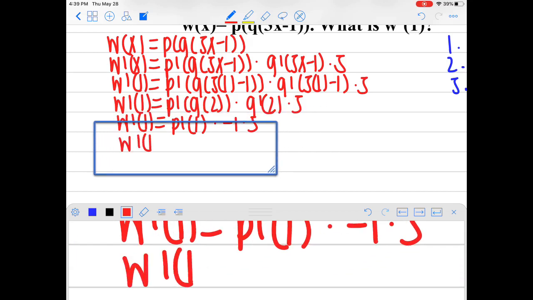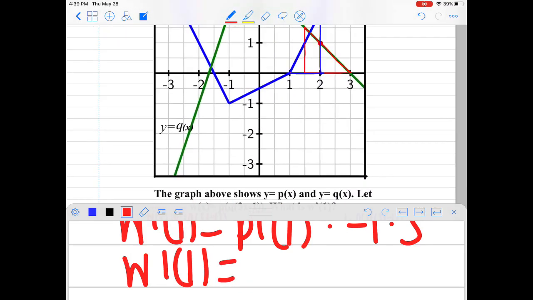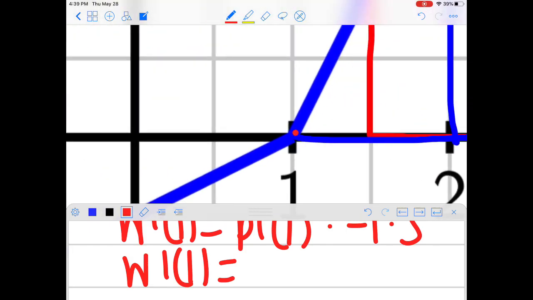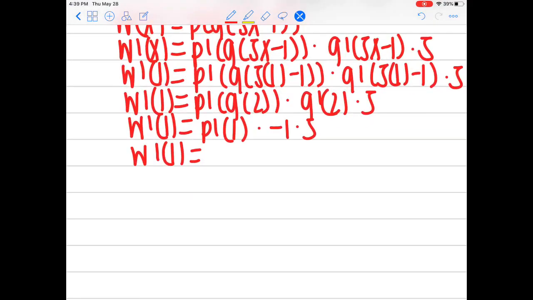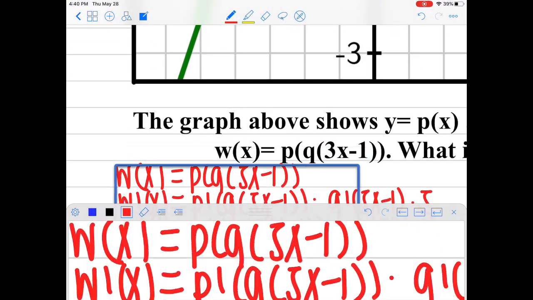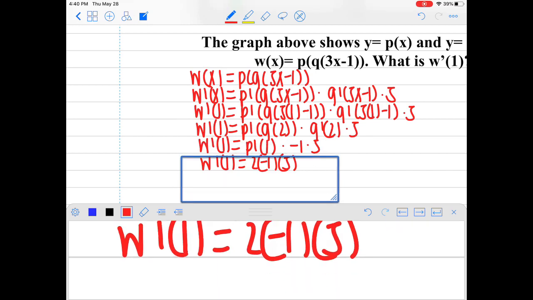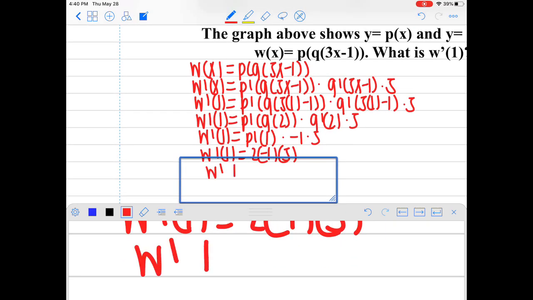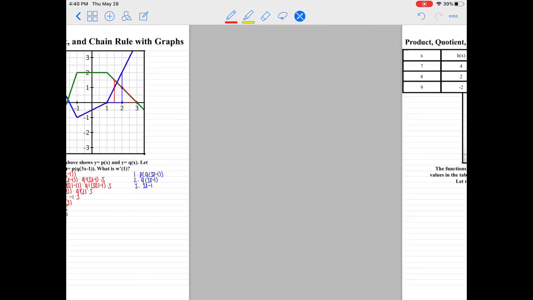And now we're going to look at the graph to see what the slope of p is at a value of 1. So once we calculate that out, we are going to get a value of negative 2 times negative 1 times 3, which is going to give us negative 2 times 3, which equals negative 6. So in this problem, we applied the repeated use of the chain rule in order to solve.